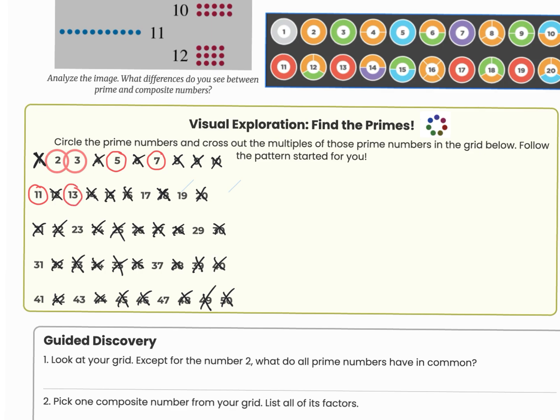So 13, 26, 39. And at this point, we've gotten far enough, because as we start to look at 17, when we double 17, that becomes 34, and then it's 51. 19 would double to 38. We've crossed off all of our composite numbers. So at this point, anything that's left is now a prime number. So here we have all of our prime numbers up through 50.